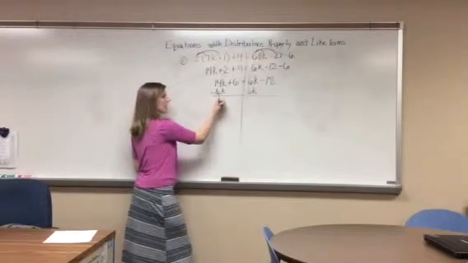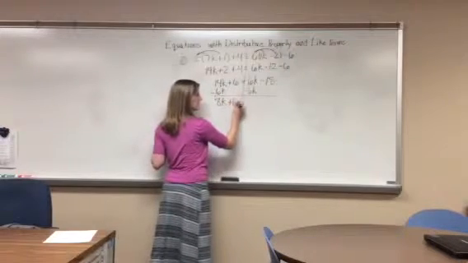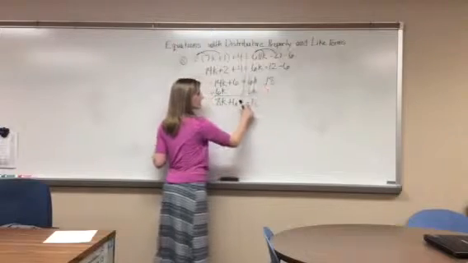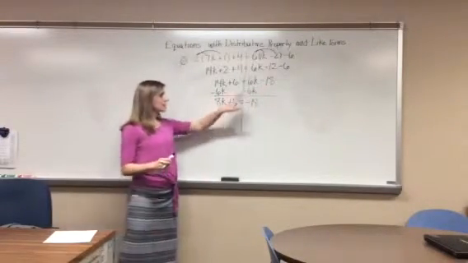14k minus 6k gives me positive 8k. My plus 6 just stays the same, and so does my negative 18. Don't forget to bring down the sign with the 18. After that, I need to get the numbers together.